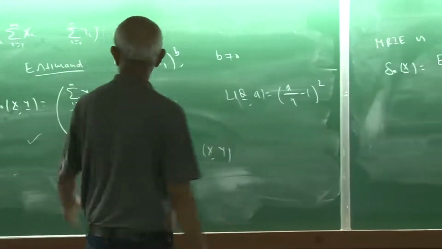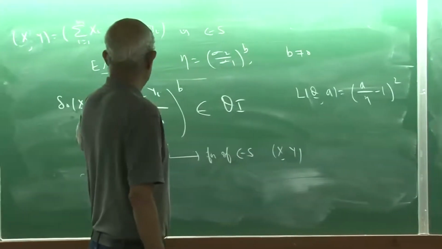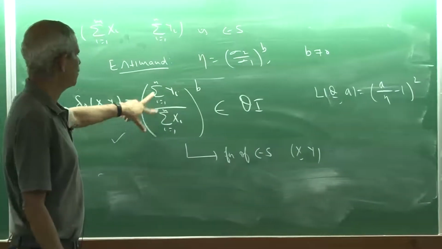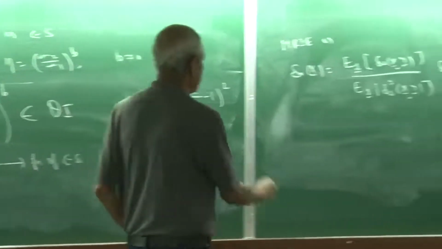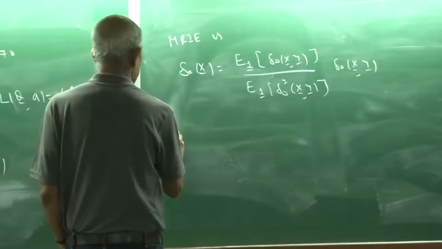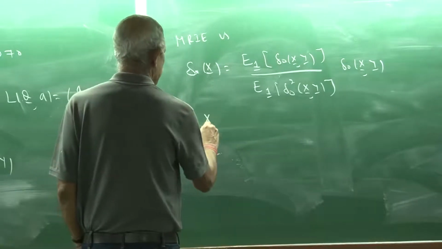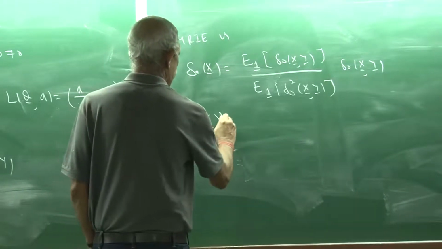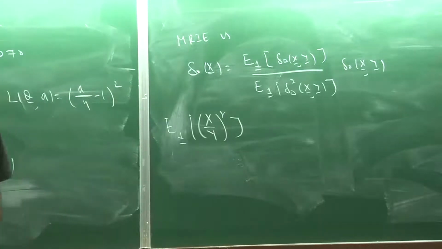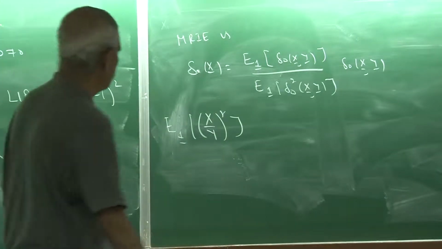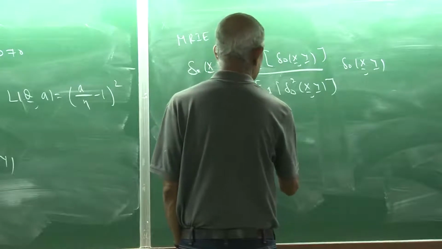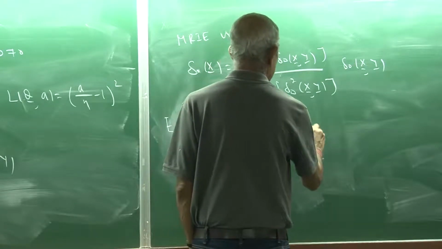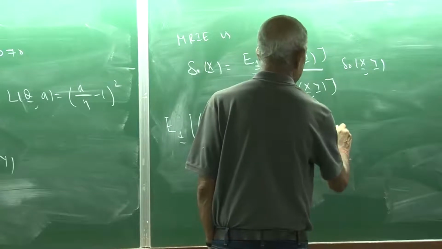So let us try to find out, that means I'll need the expected value of this to power b, and the expected value of this to power 2b. This is x, this is y. So in general I can find out the expected value under 1 of x by y to power r, which is the same as the expected value under 1 of x to power r into 1 by y to power r.